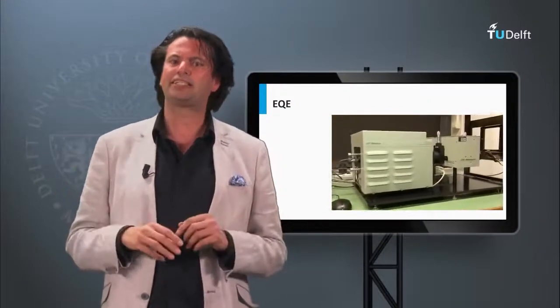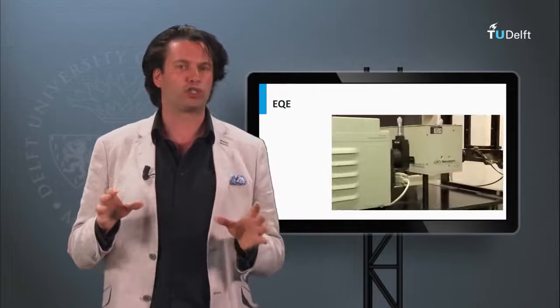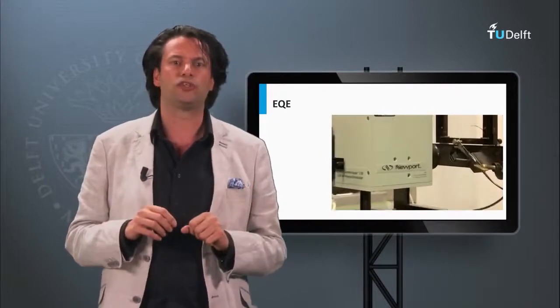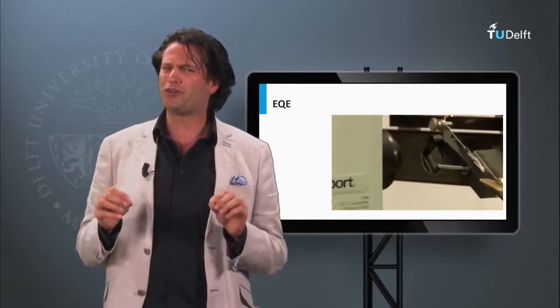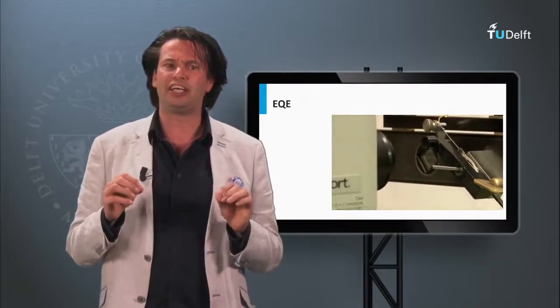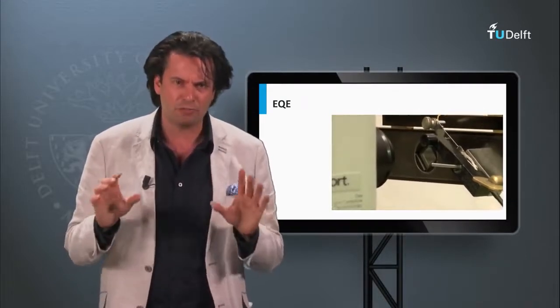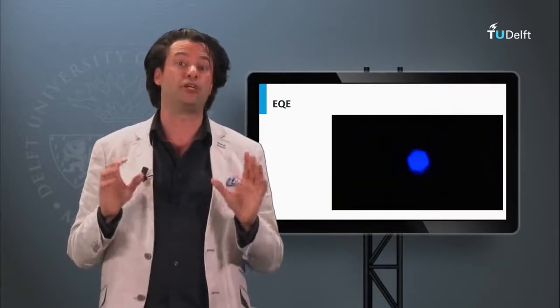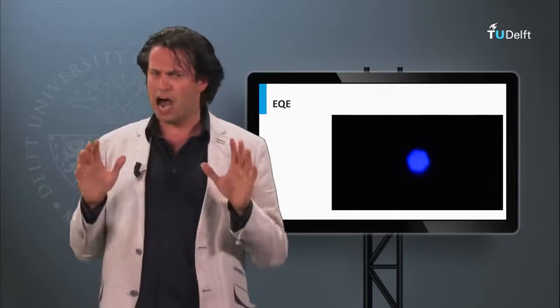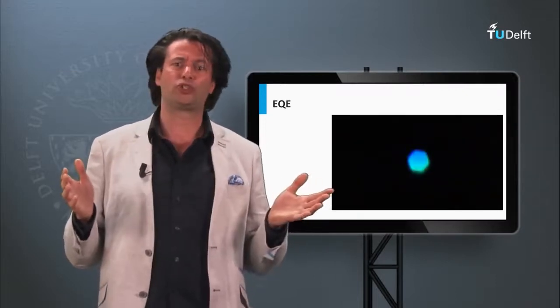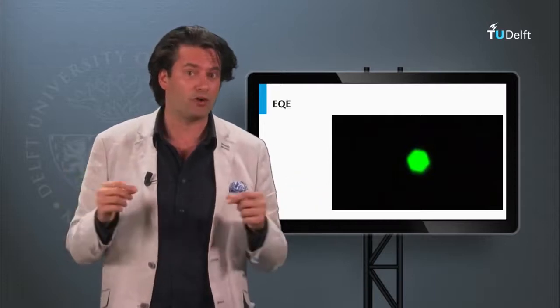Important to realize is that if you want to report short circuit current densities of solar cells, you cannot rely on a single JV measurement. They have to be measured using an EQE setup. How do we determine the short circuit current density out of the EQE?